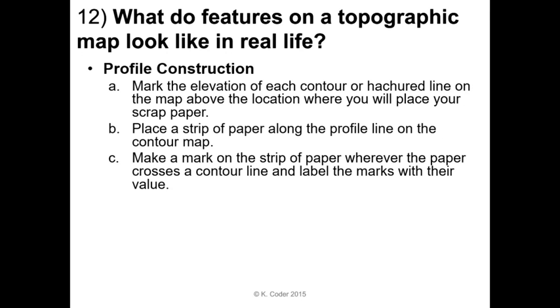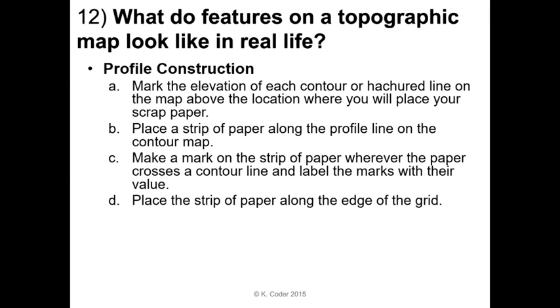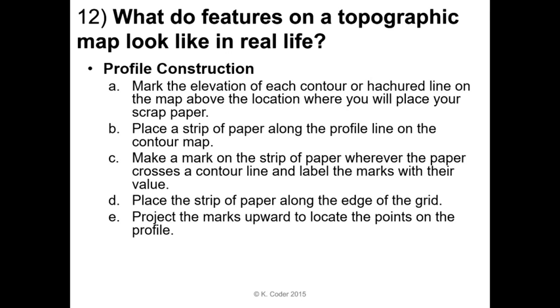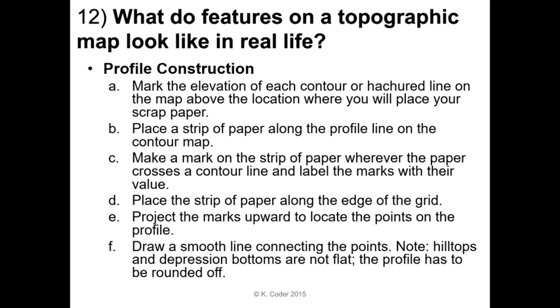Make a mark on the strip of paper wherever the paper crosses a contour line and label the marks with their value or their elevation. Next step, you're going to place a strip of paper along the edge of a grid where you're going to be drawing your profile. Then you're going to project the marks upward to locate the points on the profile, and connect them with a smooth line. Note that hilltops and depressions, bottoms, are not flat. The profile has to be rounded off.